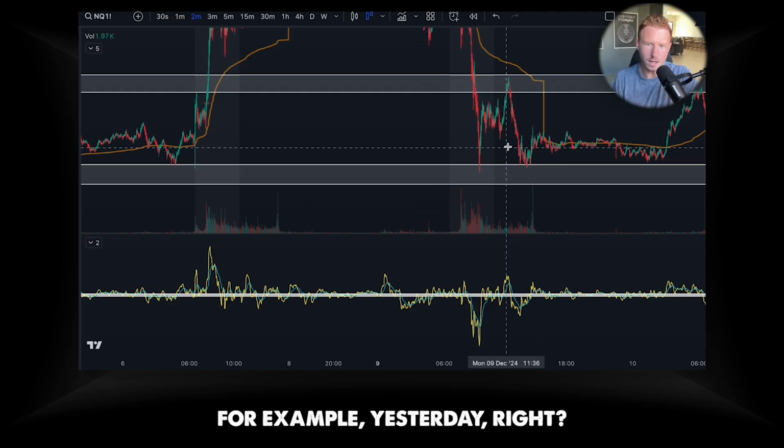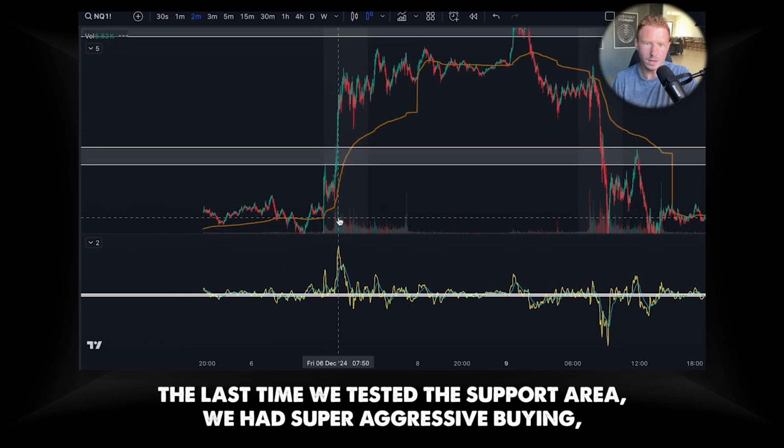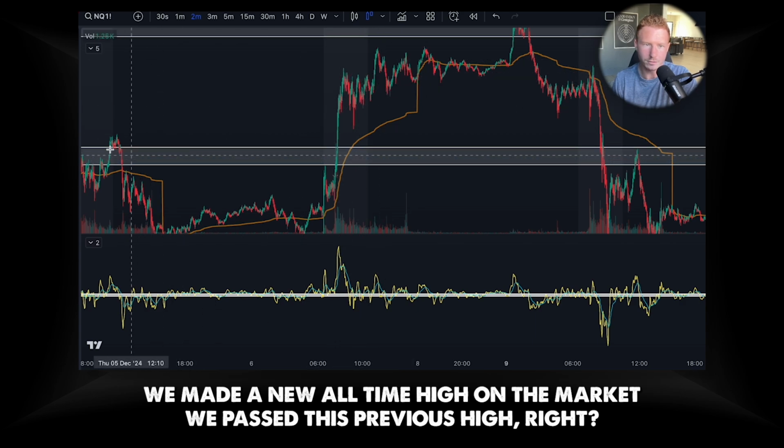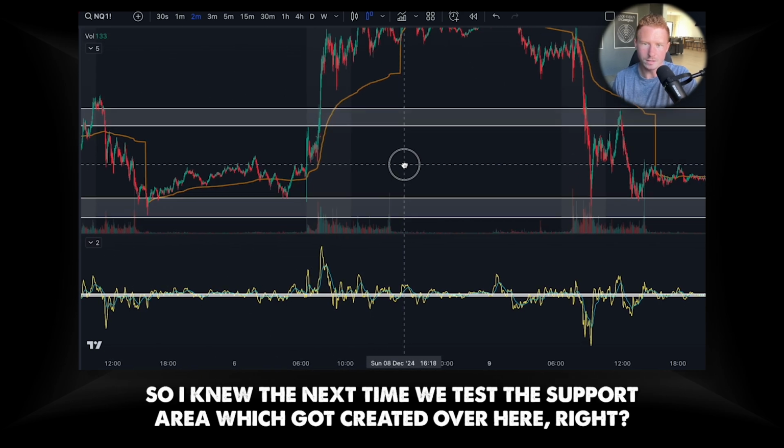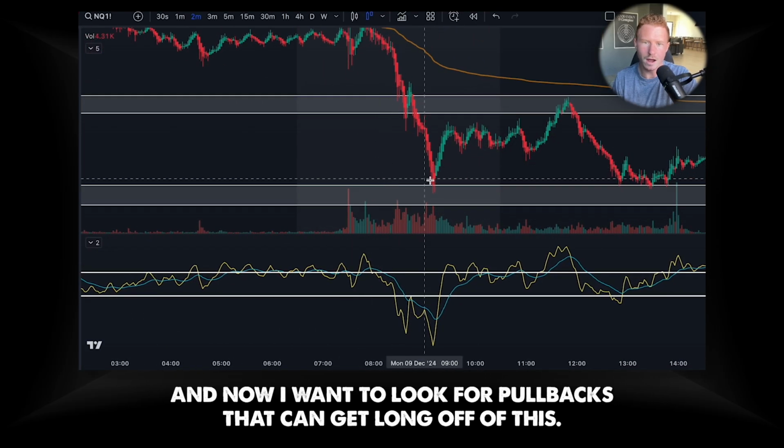For example, yesterday, right, the last time we tested the support area, we had super aggressive buying. We made a new all-time high on the market. We passed this previous high. Right, so I knew the next time we test the support area, which got created over here, that this could be a high probability area to bounce. And now I want to look for pullbacks that I can get long off of this.